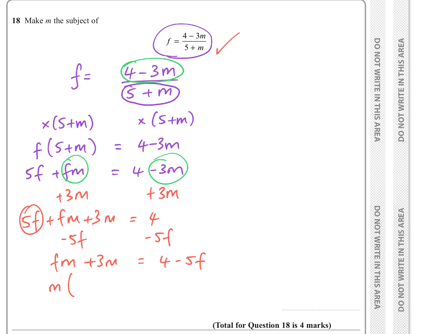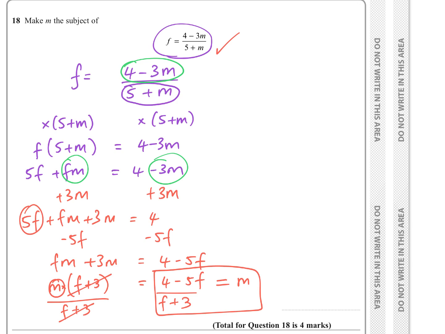And with these types of questions, it's always about factorising. Okay, I've done these many times over the years, so don't worry too much. Just get them on one side and then factorise them out. So we've got m times f plus 3 equals 4 minus 5f. And because this is a timesing relationship, we just want to divide both sides by f plus 3. And then, of course, f plus 3 divided by f plus 3 is 1. And we're just left with m equals 4 minus 5f over f plus 3.